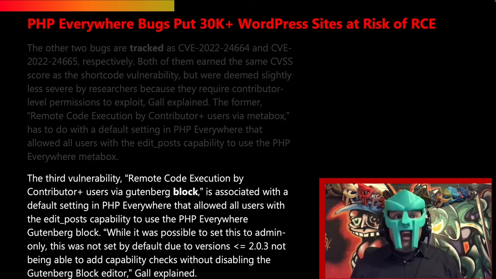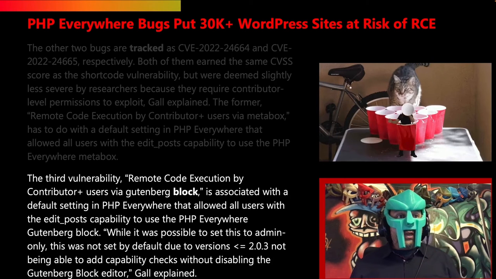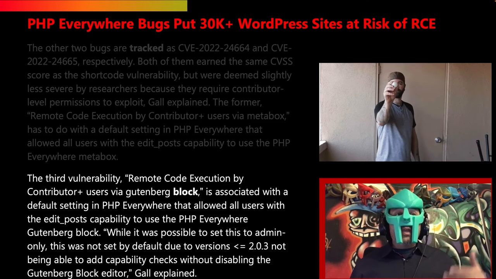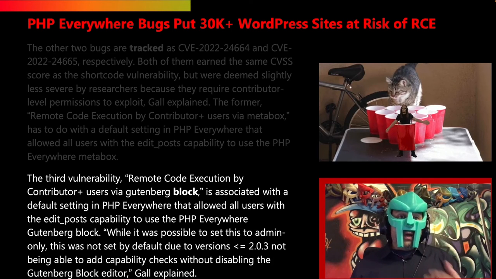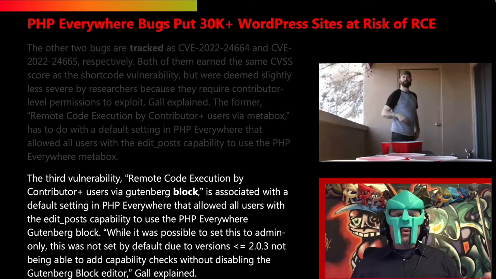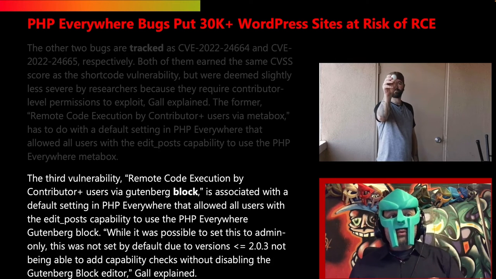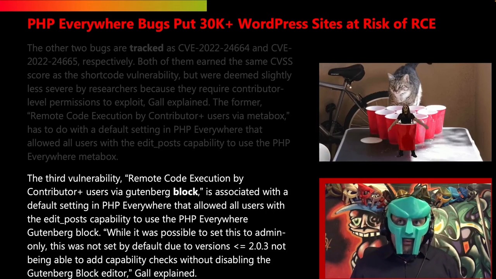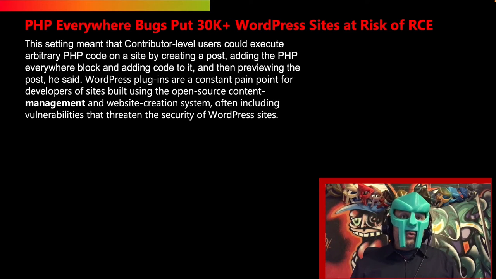The third vulnerability, remote code execution by contributor-plus users via Gutenberg block, is associated with a default setting in PHP Everywhere that allowed all users with edit posts capability to use the PHP Everywhere Gutenberg block. While it was possible to set this to admin only, this was not set by default due to versions less than 2.0.3 not being able to add capability checks without disabling the Gutenberg block editor. This setting meant that contributor-level users could execute arbitrary PHP code on a site by creating a post, adding a PHP Everywhere block, adding code to it, and then previewing the post.